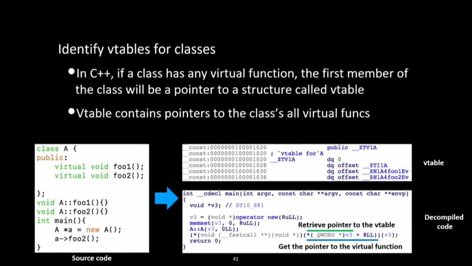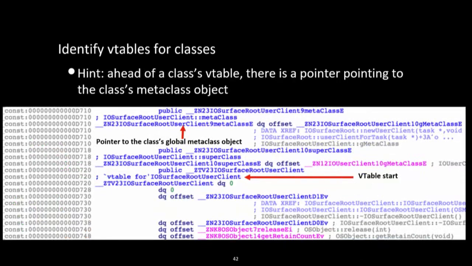Besides, Ryuk can also identify vtables for classes. You should know that in C++, if a class has any virtual function, it always has a structure called a vtable to organize its virtual functions, just like the figure suggests. We identify class vtables with a hint, and that is, ahead of a class vtable, there is always a pointer pointing to the class's metaclass object. This is a special object.